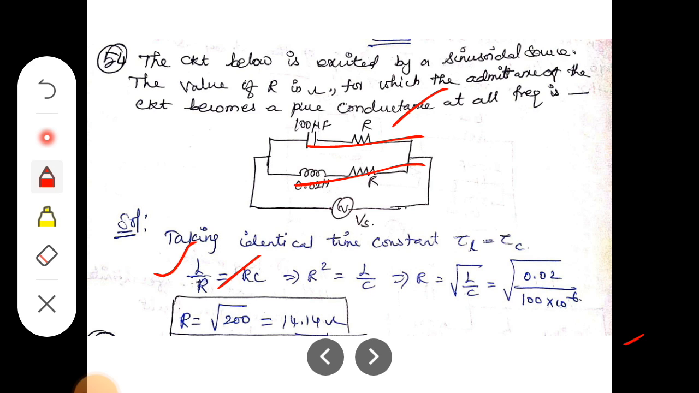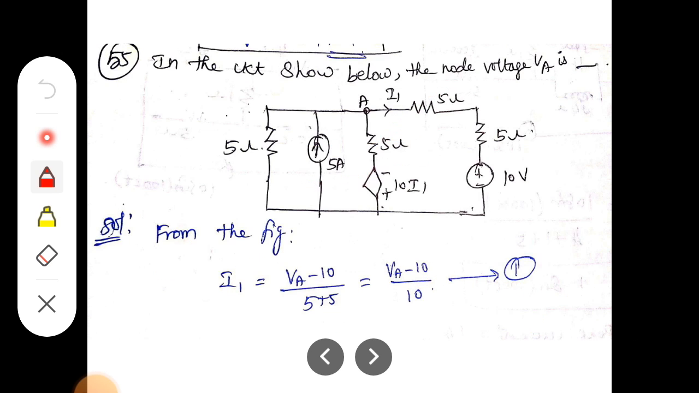So we know the values of L and C, they were provided. L is 0.02, C is 100 microfarad, that is 10 power minus 6. Simplifying those, we get R squared equal to 200, so R is root 200, which is equal to 14.14 ohm. So this is the value of R.